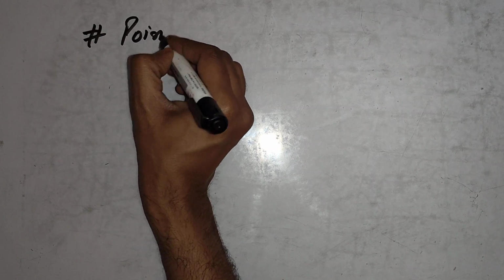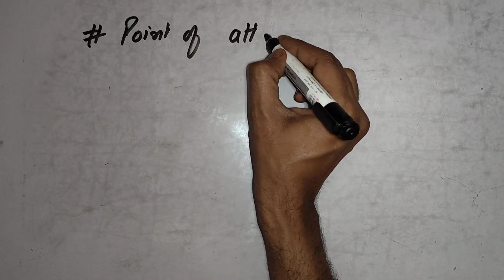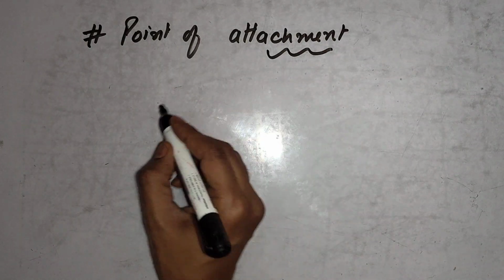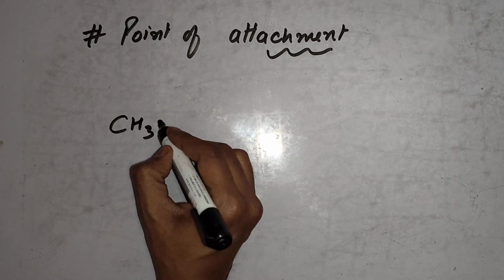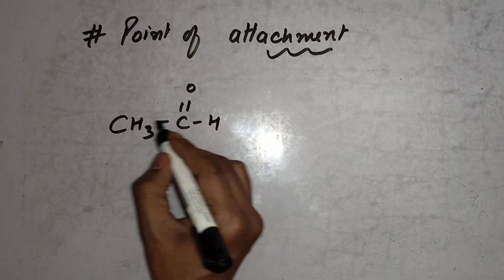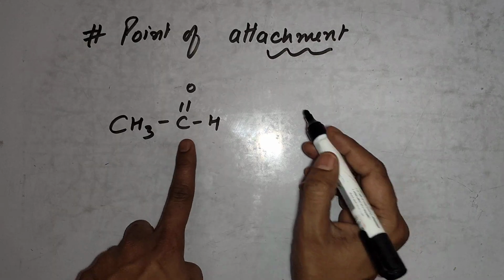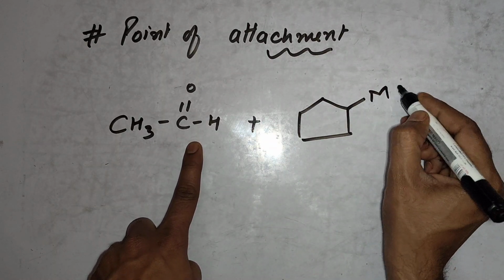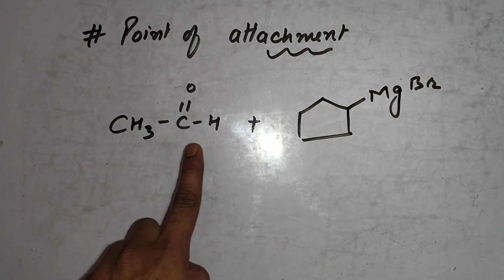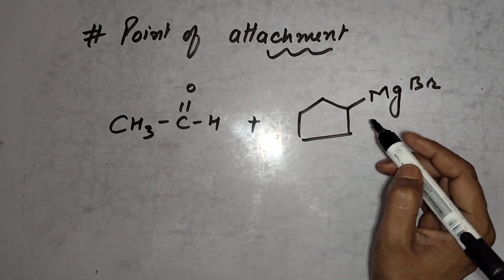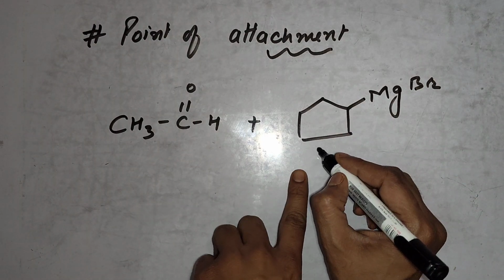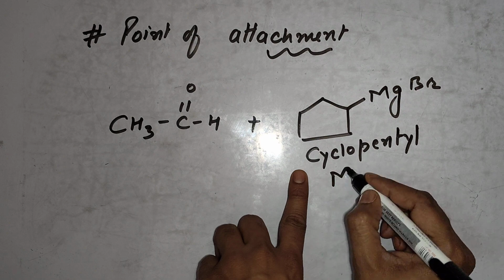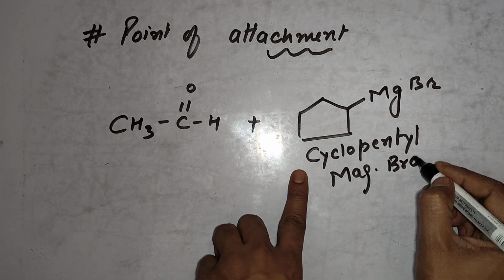Now the next point here: point of attachment. Suppose I have an aldehyde, CH3COH, ethanal, and I am going to react it with this Grignard reagent, MgBr. What will be the name of this Grignard reagent? This is the R part, which is the cyclopentyl part. So the name will be cyclopentyl magnesium bromide.